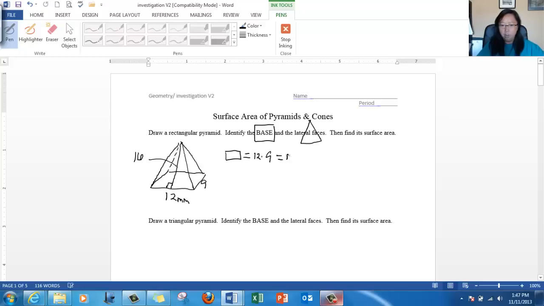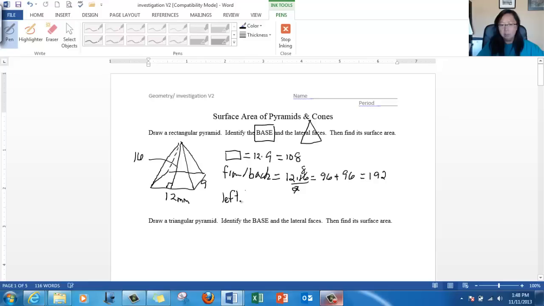It's 12 times 9, which is 108. The front and back are the same, but the right and left are different. See, the front has a base of 12, this triangle, and has a height of 16, divide by 2. Remember triangles, divide by 2? So I'm going to do this. 16 divided by 2 is 8. 12 times 8 is 96. And there's another one. There's a front and a back the same, so I'm going to add another 96 to this, which is 192. There I got front and back together.